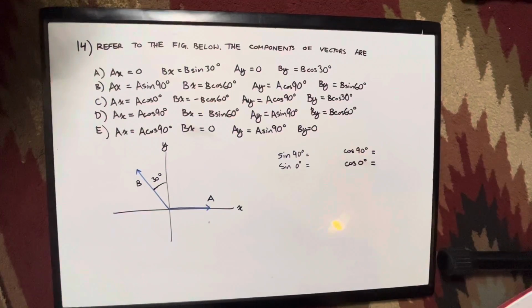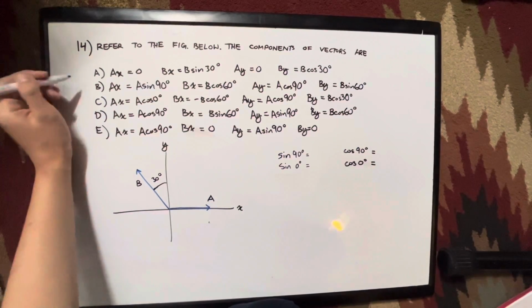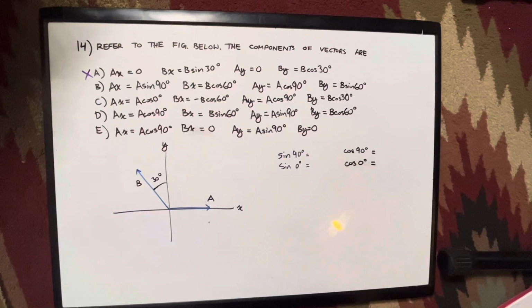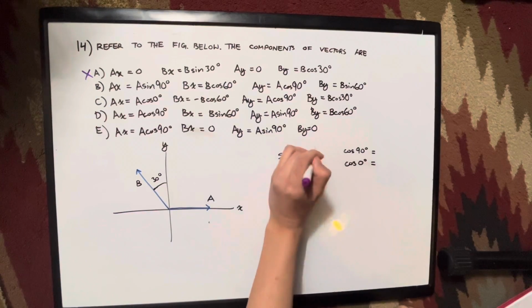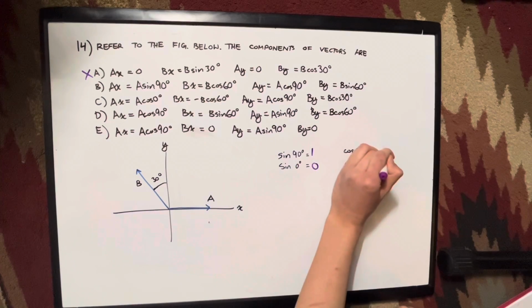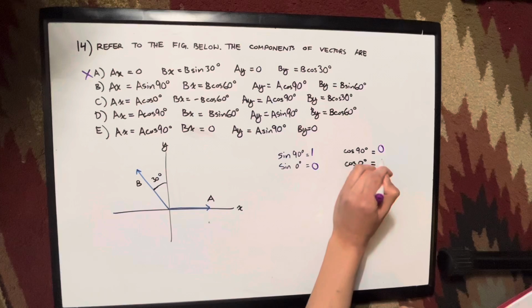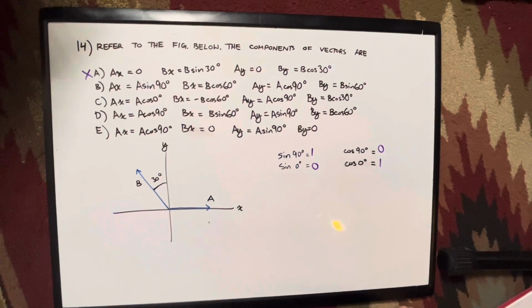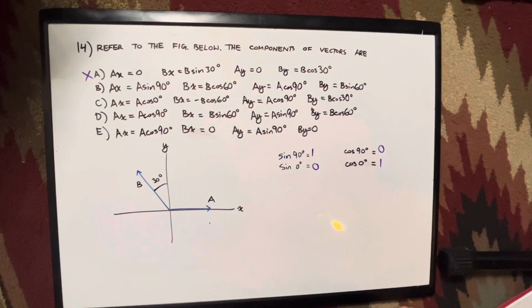14. Refer to the figure below. The components of vectors are... Now my first choice was A, which is incorrect. Now, how are we going to be able to find the answer? Well, first we have to know what our sine and cosine angles are. So sine 90 degrees is 1, sine 0 degrees is 0, cosine 90 degrees is 0, and cosine 0 degrees is 1. So what does this tell us?